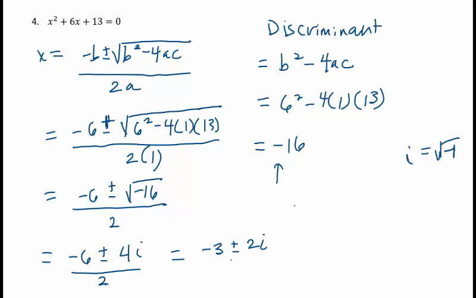Notice there are 2 of them, and they are definitely conjugates of one another. If you want to write them out individually, one of them is negative 3 plus 2i, and the other one is negative 3 minus 2i.